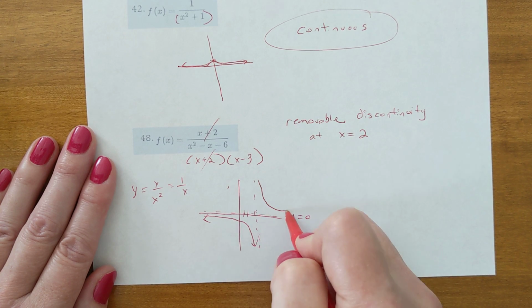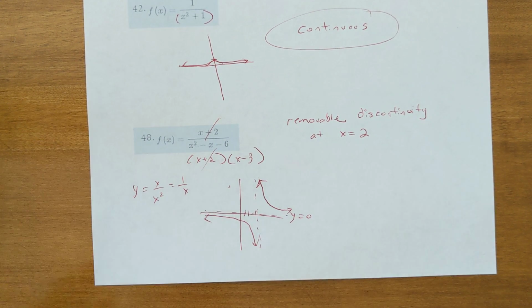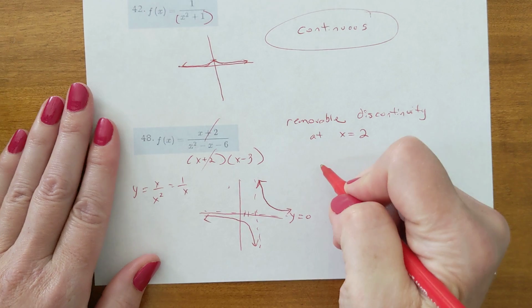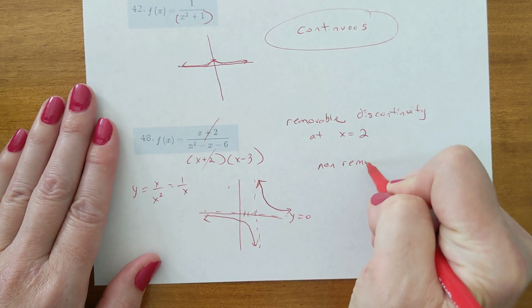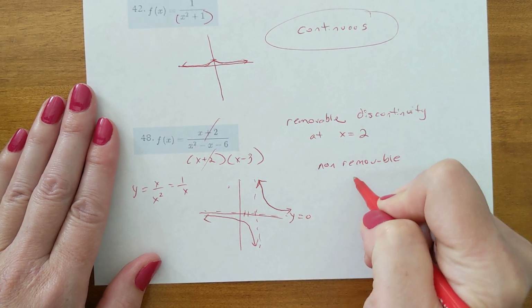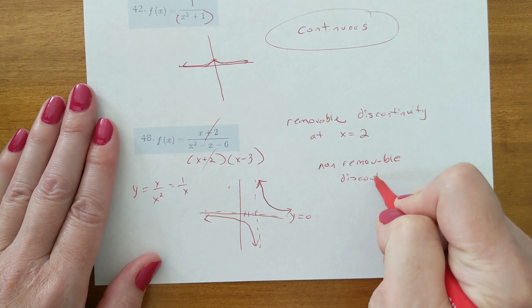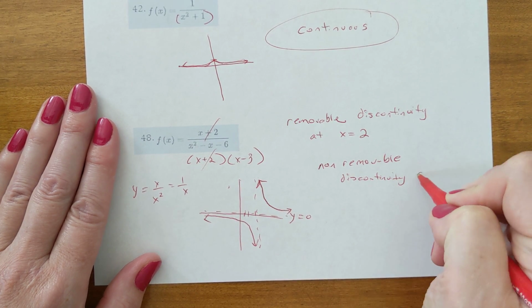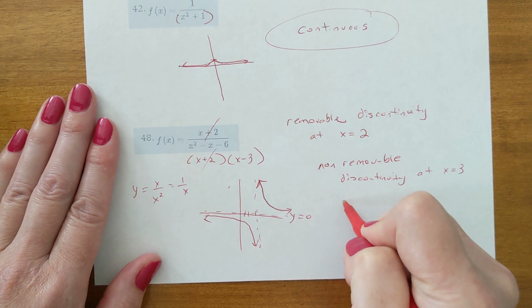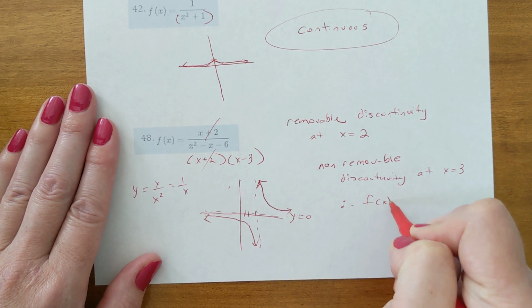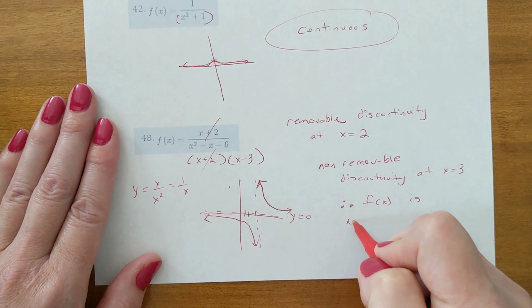If you put it in your calculator to look at it, it looks like this. So besides that hole that we could remove, we still have that problem there at x equals 3 because of the vertical asymptote, and that's not removable. So non-removable discontinuity at x equals 3. Therefore, f of x is not continuous.